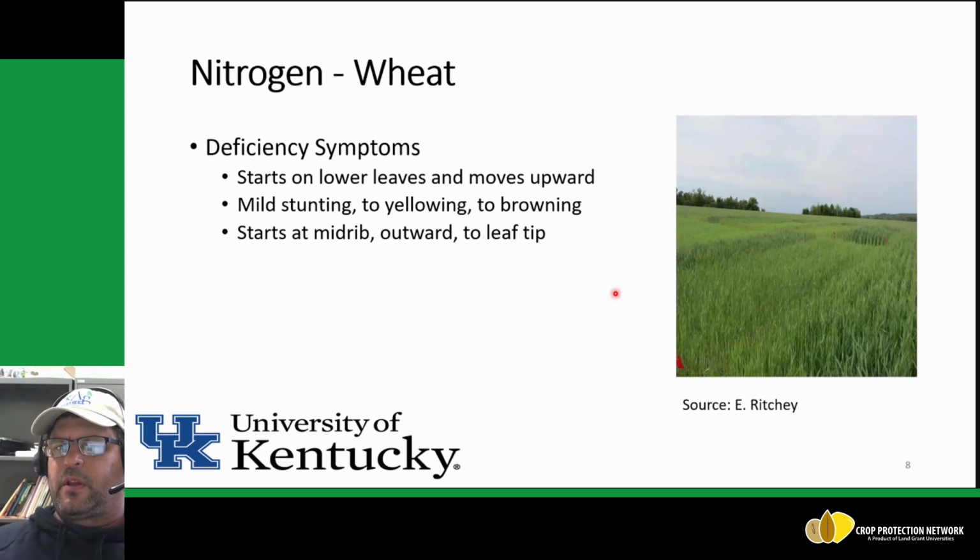Moving on to wheat. Again, we start with the lower leaves and move upward, mild stunting to yellowing to browning. It will start at the midrib and work outward towards the leaf tip. We can see here this is a well-fertilized wheat plot, whereas over here these aren't as well fertilized, they're more yellow and shorter. So nitrogen, again, yield driver.